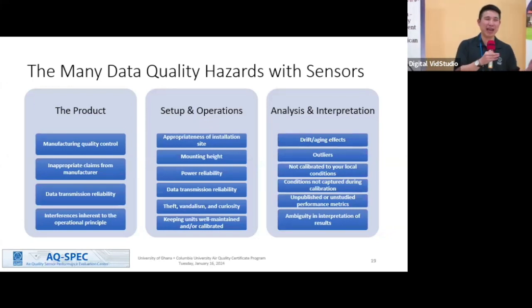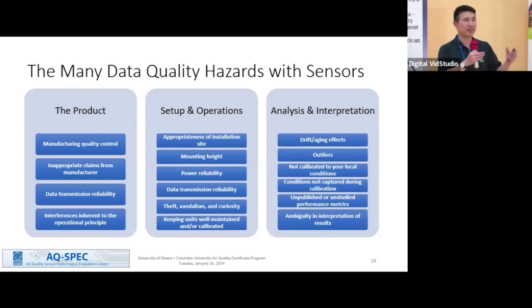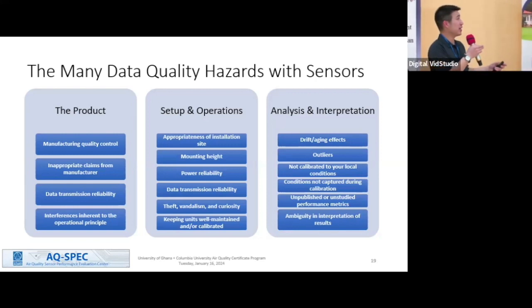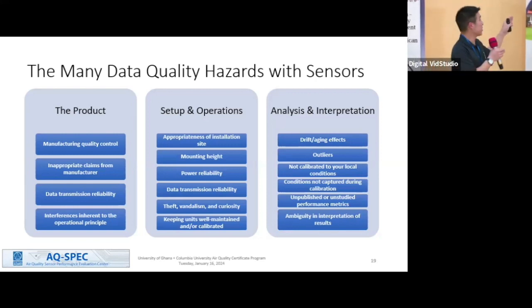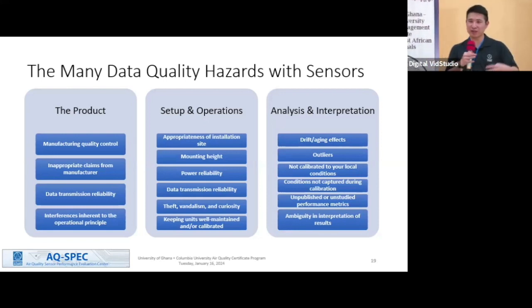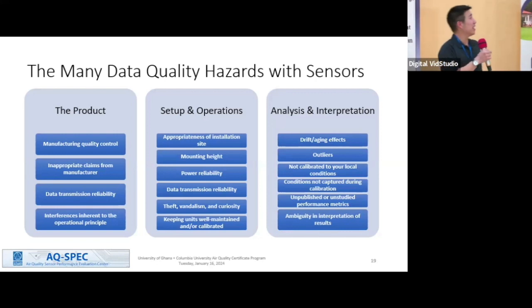So it wouldn't be accurate to calculate an hourly average from a limited data set like that. And then there are also interferences that are inherent to the operational principle. For many of our gas sensors, there are cross interferences from other gas species that will affect the reading, and from humidity. For particles, the humidity is a big one.